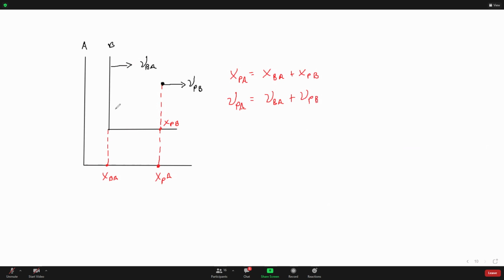So if B is moving at, let's just do a numerical example, 2 meters per second, and as measured in B, the speed of the particle is 3 meters per second, then, Michelle, what will be the velocity of P as measured in A?